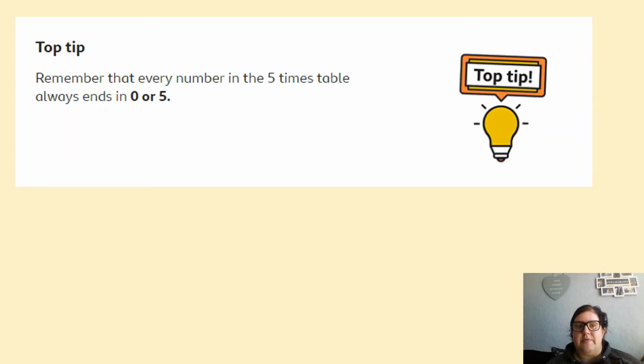Top tip. Remember that every number in the 5 times table always ends in 0 or 5. If it ends in any other number, then you've not got the right answer.